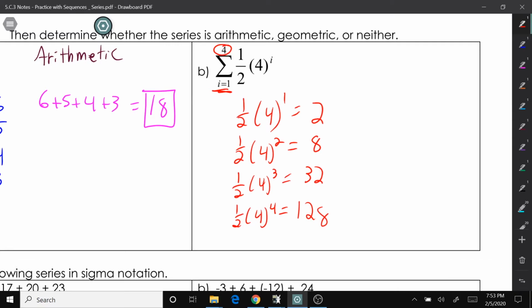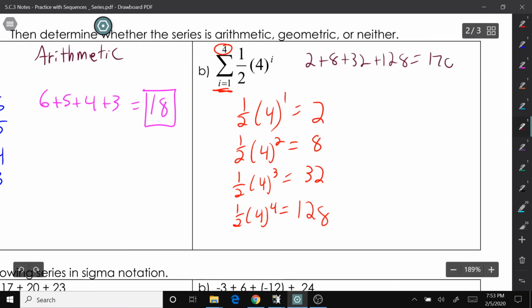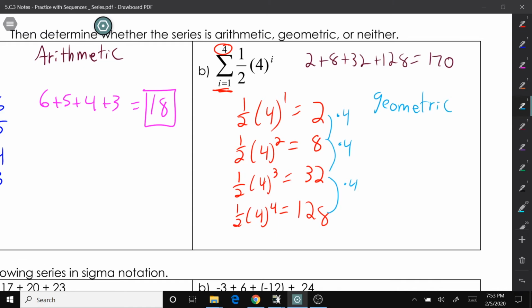So then what you'll need to do is add those up. So 2 plus 8 plus 32 plus 128 will give us 170. Now, since our y values here are our results for being multiplied by 4 each time, that means this is a geometric sequence, or geometric series.